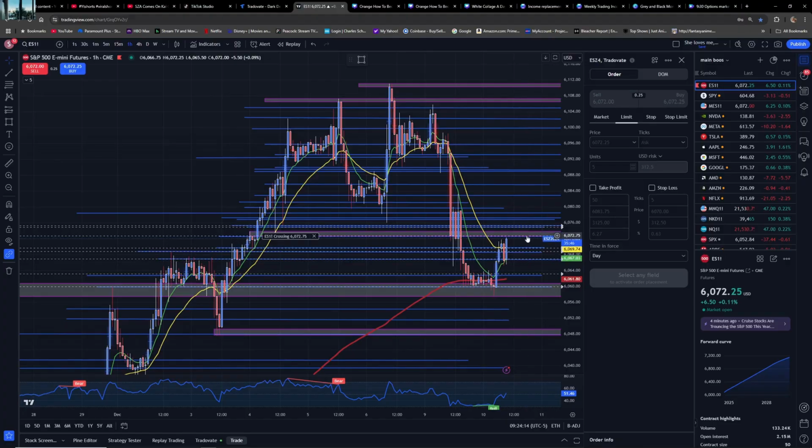We get to it, it pushes us down. We get to it, it pushes us down. That is a strong level of resistance. That is what a supply zone is. And then a strong level of support is what a demand zone is. What's happening in the demand zone is there's a large amount of orders just sitting there, and then they send the market back up.